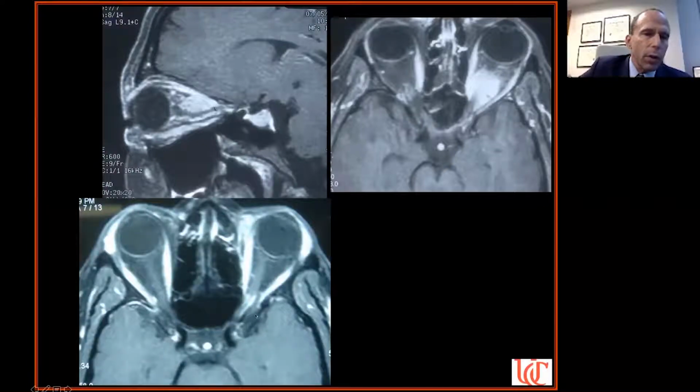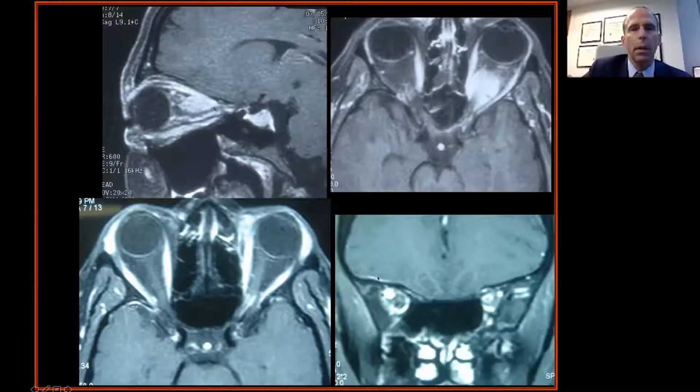And then I showed this earlier, this very subtle tram track type appearance of a small orbital apical and optic canal meningioma. And the same tumor here, we saw this early on when we looked at pearls and pitfalls.